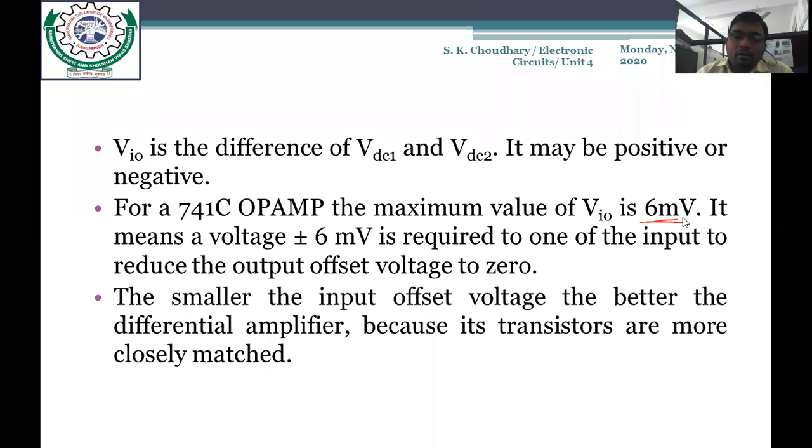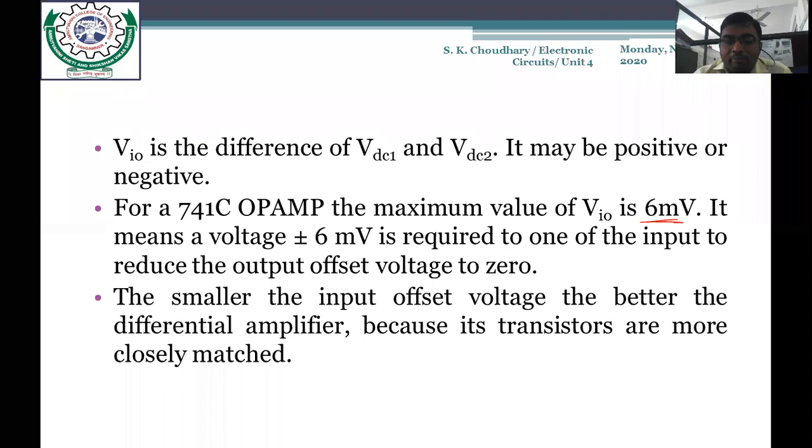And the smaller the input offset voltage, the better the differential amplifier, because it means that the transistors used to construct the differential amplifier are closely matched. The smaller the value of the input offset voltage, the better it is for the op-amp operation.